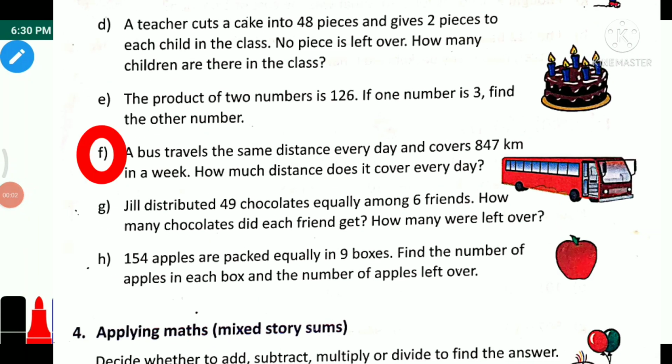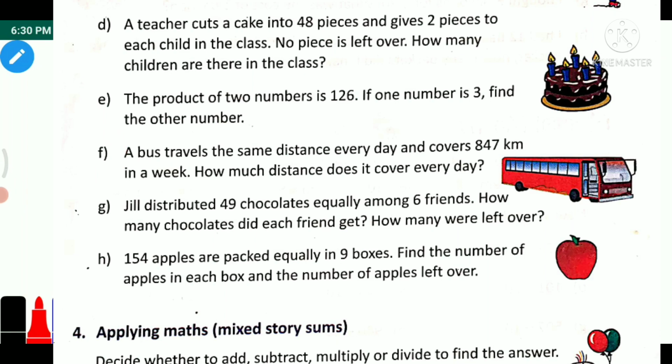Okay, so now see F part. So a bus travels the same distance every day and covers 847 km in a week. How much distance does it cover every day? So a bus is there which travels the same distance every day. Okay, and in a week it travels 847 km. Now we have to find how much distance does it cover every day.